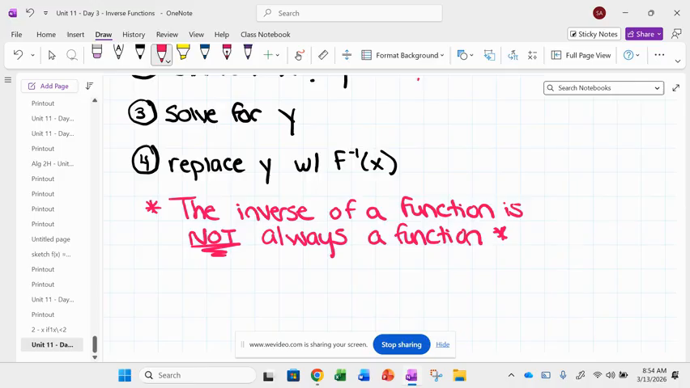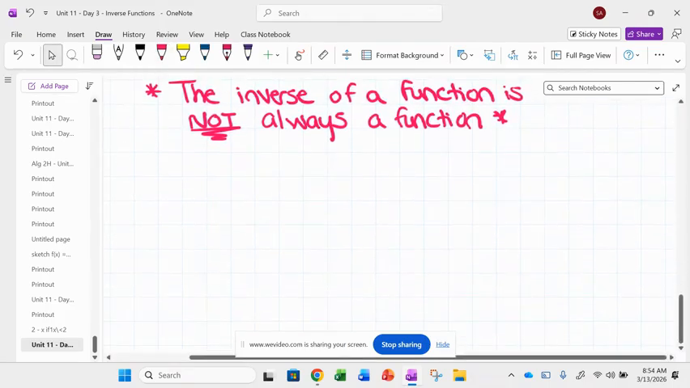Good. Each x maps to exactly one y, or every domain has exactly one range, right? So it means I can repeat y, but I cannot repeat x, okay? So every x has exactly one y. We can repeat y, but I cannot repeat x. That's what this is saying. We cannot repeat our domain. Okay, so let's start off.